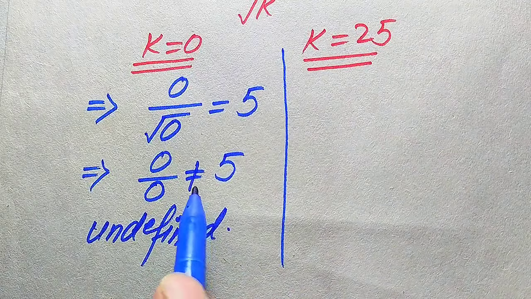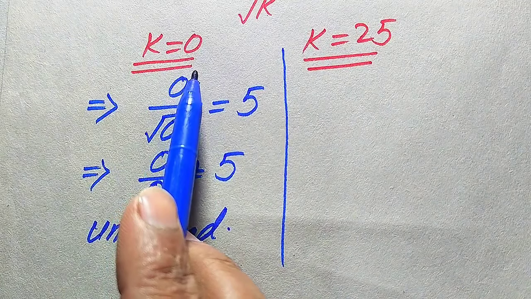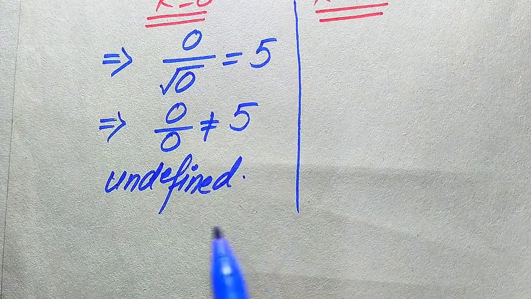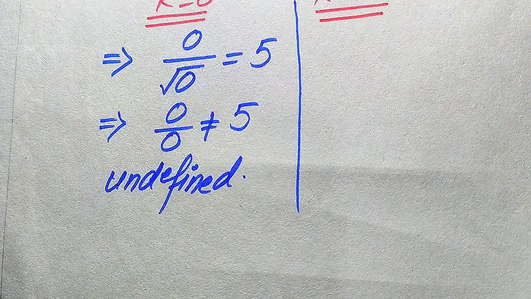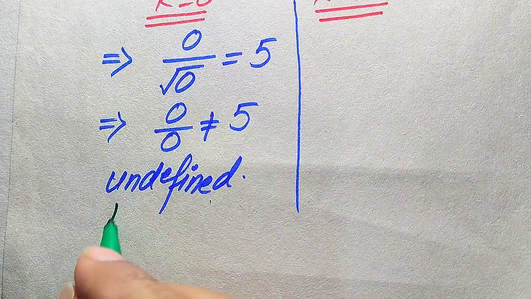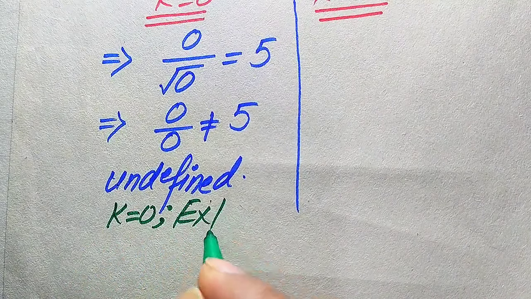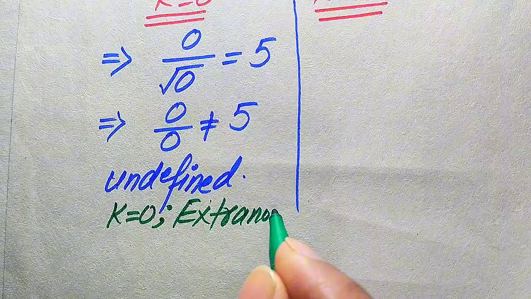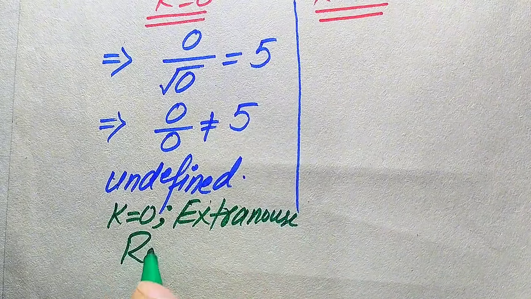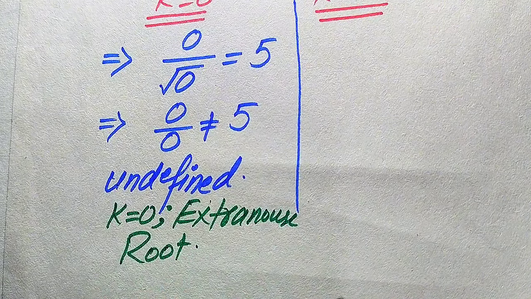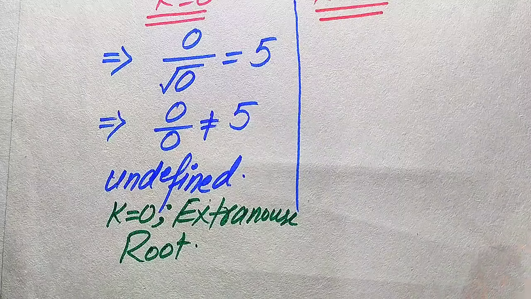and if both of the sides are not equal, this means that the value of k equal to 0 does not satisfy our given question statement. So we call that k equals to 0 the extraneous root of the given equation. Okay, so this is the extraneous root because it does not satisfy our given question statement.